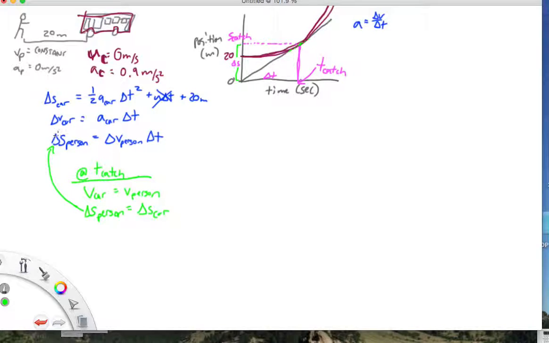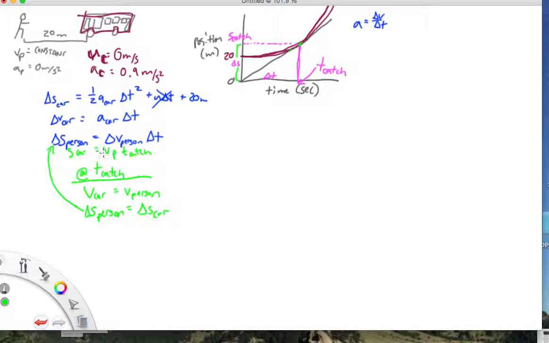And I can say that with that, I can plug this. So if that's true, let me repeat that again. I can say that the position of the car, so s car, equals the velocity of the person at time catch. We're going to need a lot more time for this, so we're going to split this up into 2 videos. And that's v person times t catch, right?